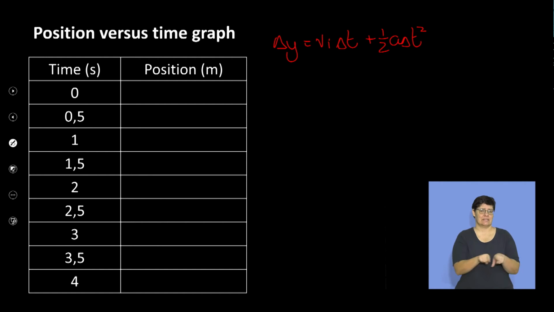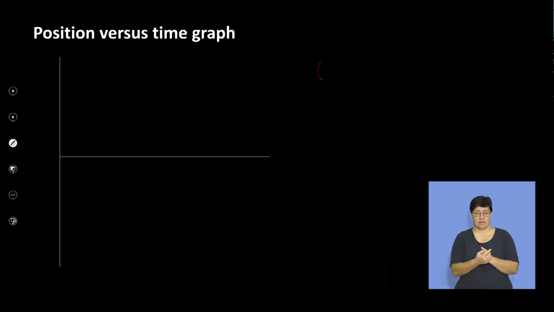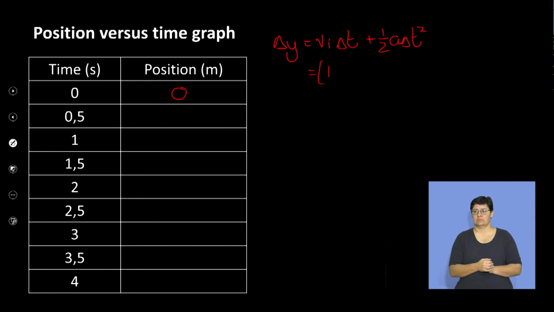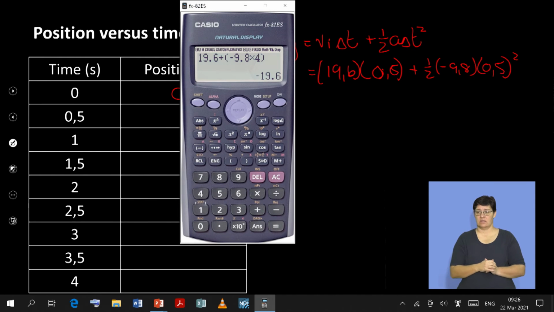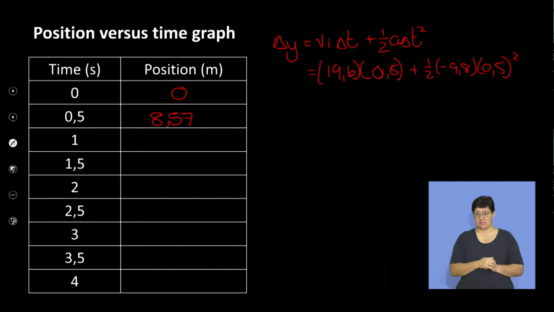And we would do exactly the same thing as we did last time. Now, first of all, position when it's 0 is 0. It hasn't moved. Okay? So 19.6 times 0.5 plus a half minus 9.8 times 0.5 squared. Okay, so we put this into the calculator just quickly because I want you to see it. So we've got 19.6 times 0.5 minus 0.5 times 9.8, not 98, times 0.5 squared. And we get 8.57.